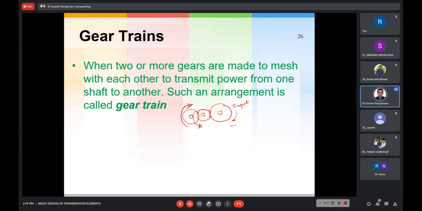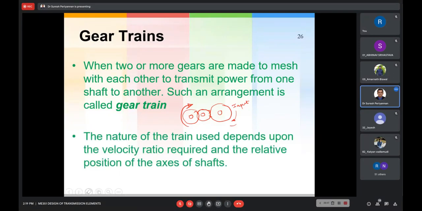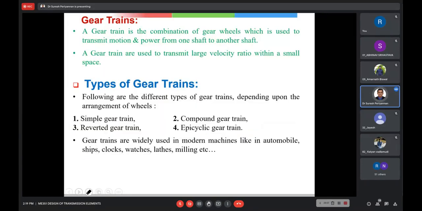This kind of arrangement is called gear trains. There are different types of gear trains we are going to discuss. The nature of the train usually depends upon the velocity ratio and the relative position of the axis of the shaft and rotation of the shaft.